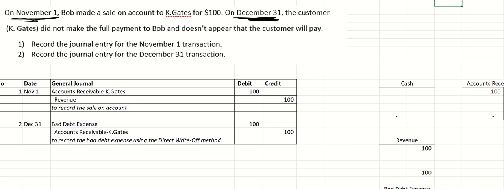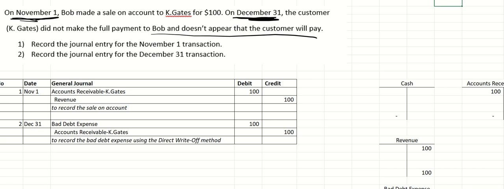The customer, K Gates, did not make the full payment to Bob. It doesn't appear that the customer will pay. So on December 31st, the company, I keep saying company, Bob, realizes or thinks that the customer's not going to pay. It's been 2 months. Number one, record the journal entry for the November 1st transaction. Number two, record it for the December 31st transaction.